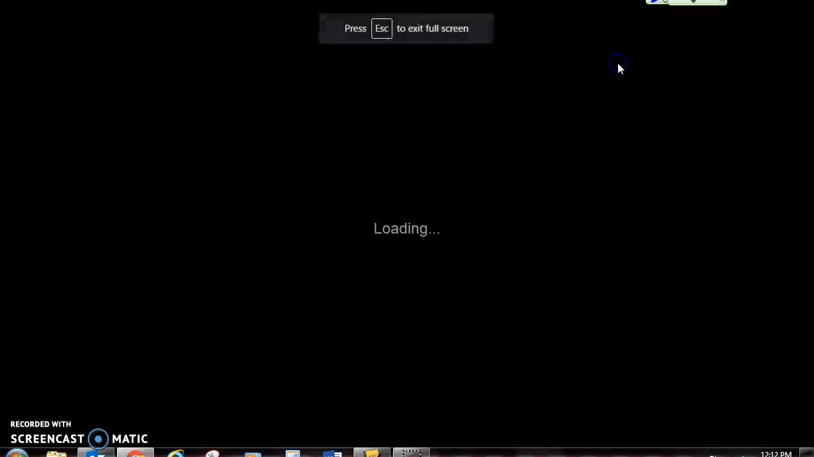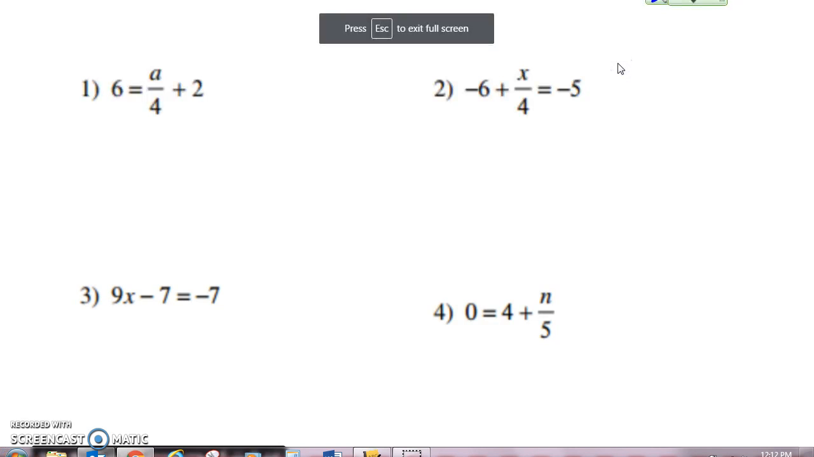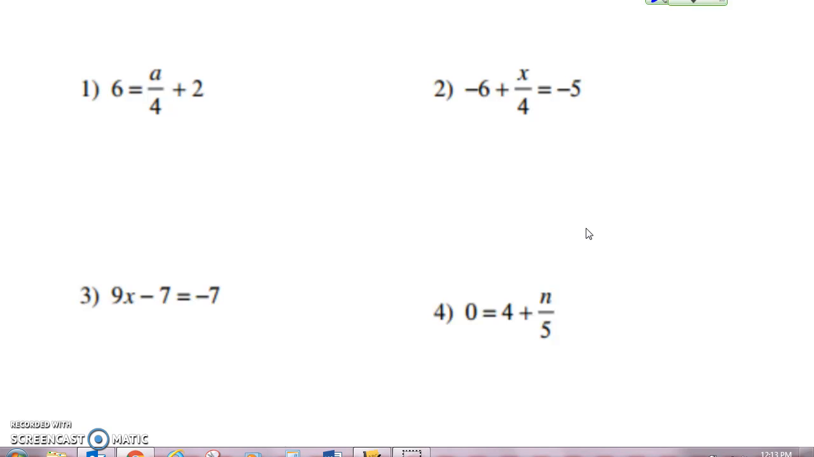Okay, let's try one with a fraction because that always freaks y'all out. Okay, let's look at number 2. Try that one on your own, just number 2. Hit pause, work it out. When you're ready to check your answer, hit play.